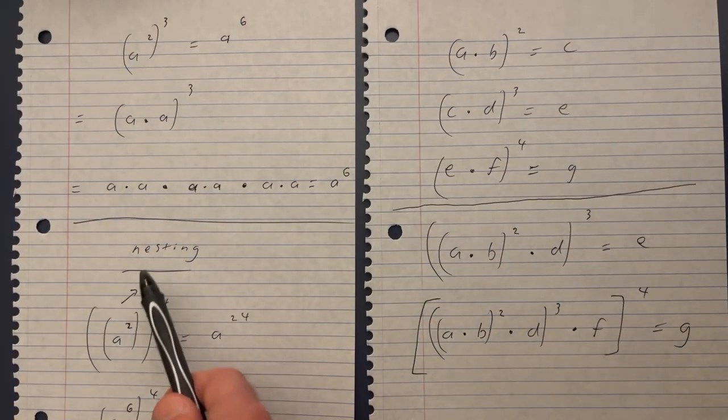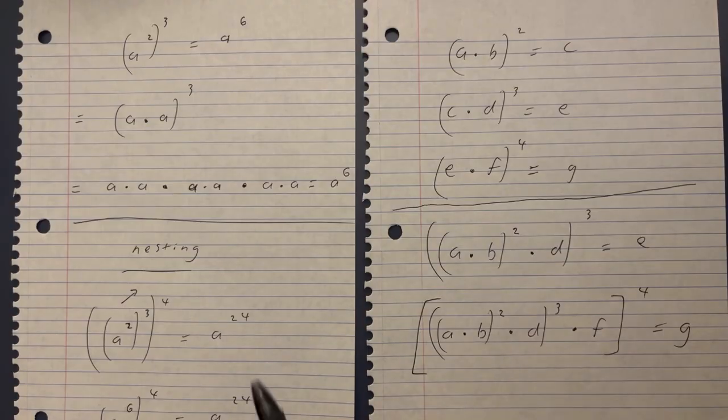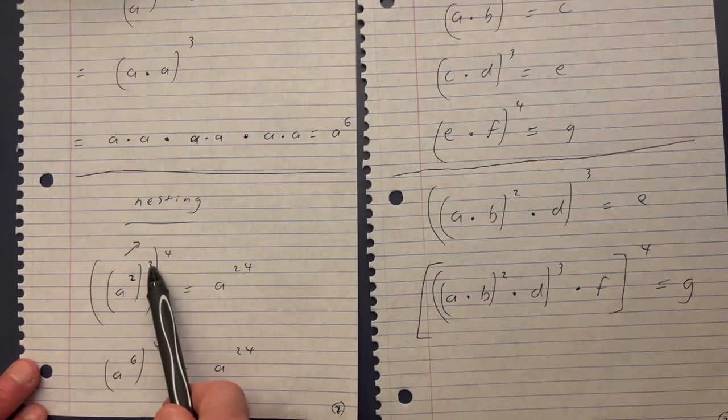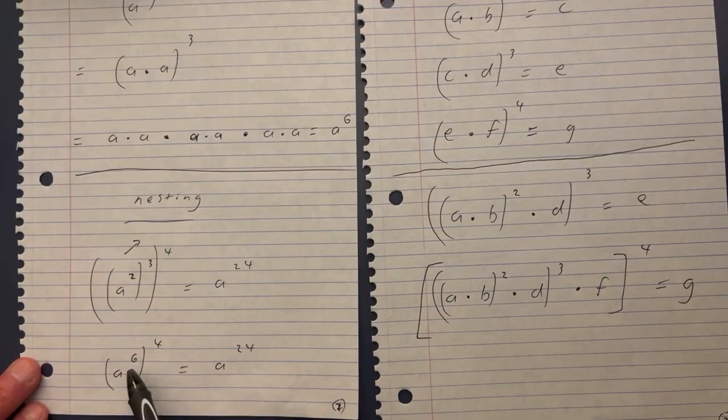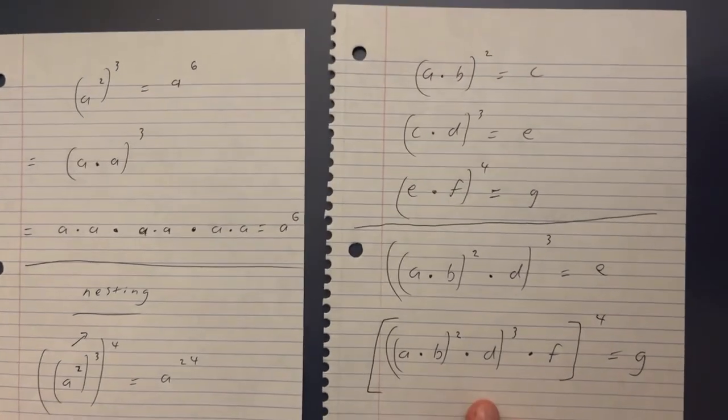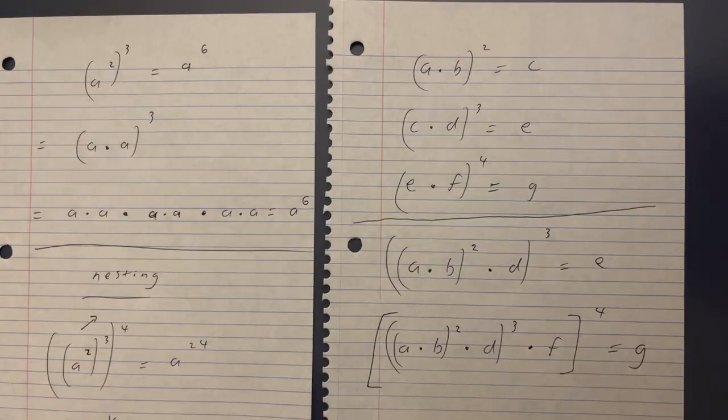You use this method when you're nesting, which means you're putting one function inside of another function, or one term inside of another term. I showed how to do this right here. So you can take a to the second, quantity to the third, so that's a to the sixth. Then you take that whole thing to the fourth, and you get a to the 24th. So here's how the nesting works. I used this nesting technique when I did a video on radius of a planet versus its gravity. So you can see that video if you want, but here's the gist of it. Here's how the nesting works.